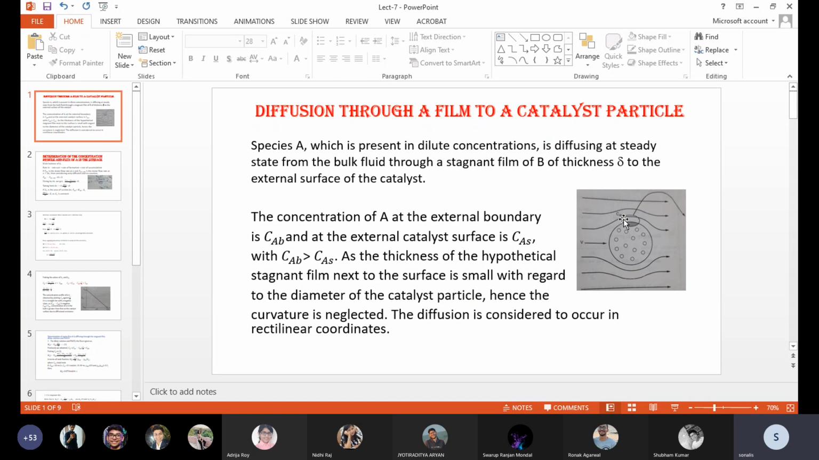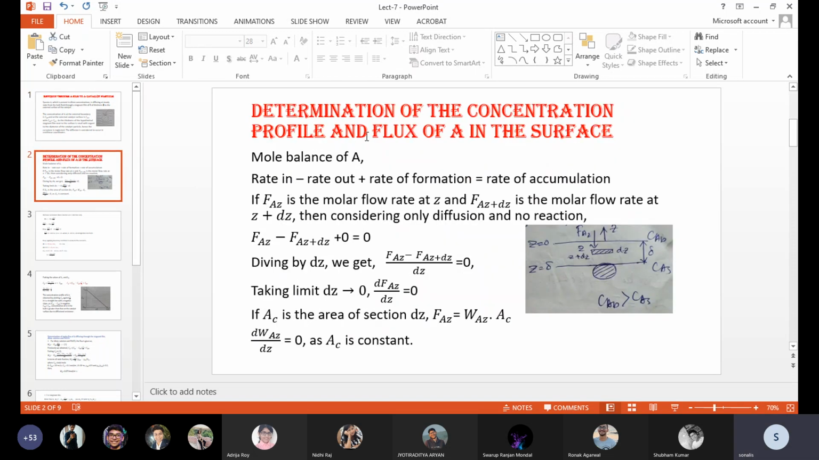We have taken a small segment of this film, of thickness delta, which is not curved. This one we have considered. This is a perfect rectangle. The diffusion is considered to occur in rectilinear coordinates. There is no curvature. This small part which we have considered is a perfect rectangle. Next is the determination of the concentration profile and flux of A on the surface.